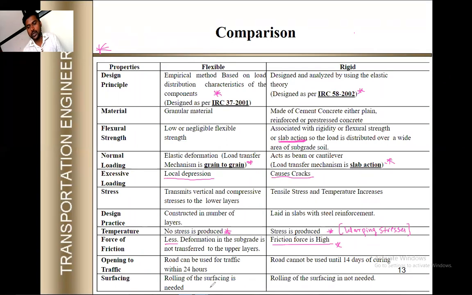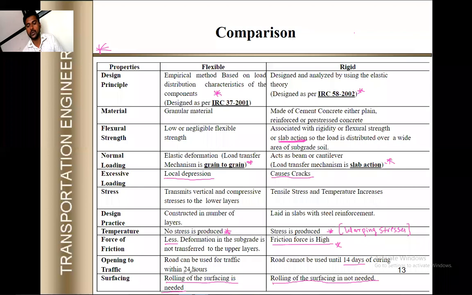Surface rolling: is it needed? Rolling of the surface is not done here because it is a concrete layer. It is a very rigid surface. So rolling is not needed in the rigid pavement, but rolling is required in the flexible pavement.